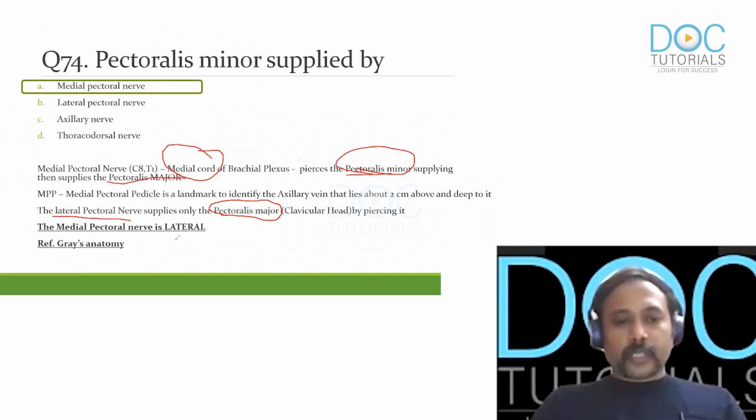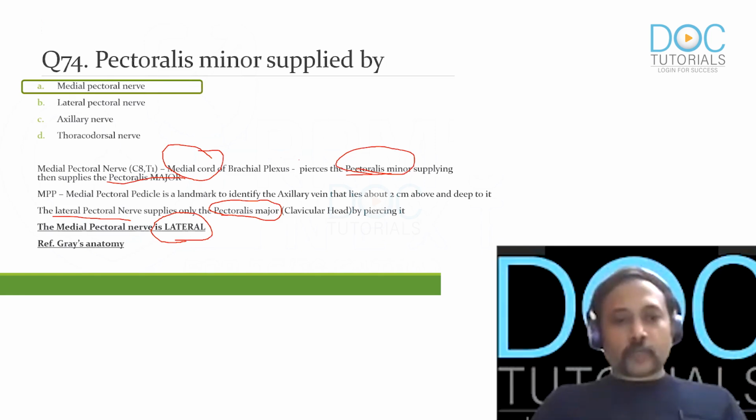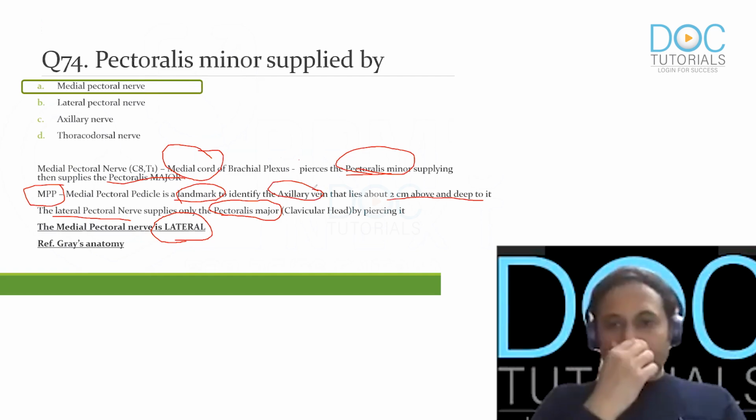nerve. The other point that may come as an MCQ question is, in your anatomy, the medial pectoral nerve is your lateral nerve. Okay, it is going to form one of the landmarks to identify your axillary vein that lies about 2 to 3 centimeters above and deep to the medial pectoral pedicle. So the medial pectoral pedicle is a landmark for the axillary vein, which lies 2 to 3 centimeters superior and deep to the medial pectoral pedicle, and it lies lateral to the lateral pectoral nerve.